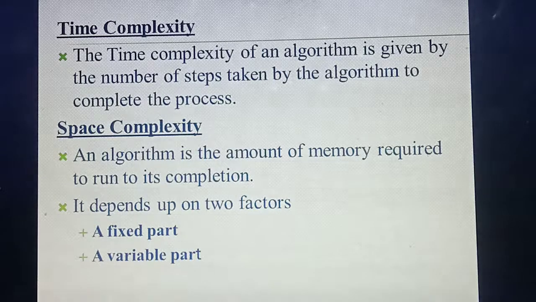What do you mean by space complexity? Already you have studied the space factor, isn't it? Space factor means how much memory is required to store particular things. So in an algorithm, how many variables you are using, and for those variables, how much memory is required to store in memory. Based on the memory space, you are going to determine the space complexity. This space complexity is determined by two factors. What are they? Fixed part as well as variable part.